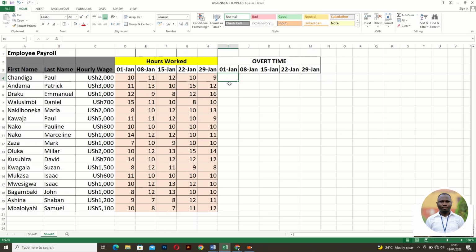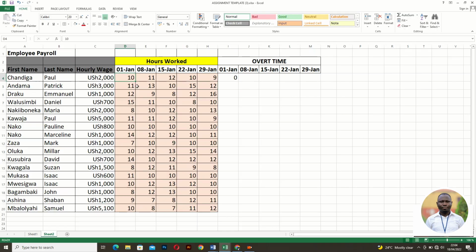So how do we go about that? We are going to say equal sign. This is basically what you would do, but still there's a problem with that. We are going to see this cell here, which is D4, and we are going to subtract 10 from it and see the balance that is going to remain, that is our overtime.